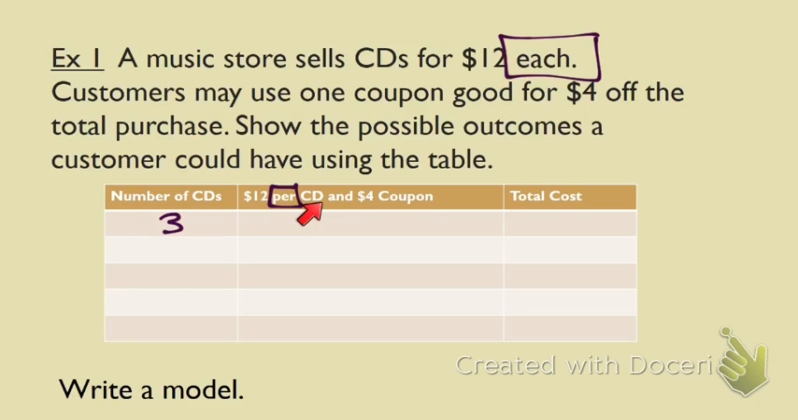It's $12 per CD. So I'm going to take $12 times the number of CDs, and then I'll talk about the coupon. Wait a second. We take 12 times 3, but then if we have a $4 coupon, that means you're going to get $4 off. So take away 4 and we'll see where we're at. And then you pick another number.